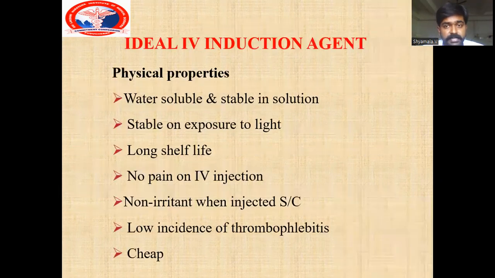So ideal intravenous agents should have certain physical properties: water soluble and stable in solution, stable on exposure to light, long shelf life, no pain on intravenous injection, non-irritant when injected subcutaneously, low incidence of thrombophlebitis, and cheap.